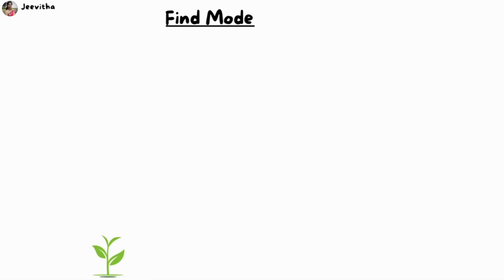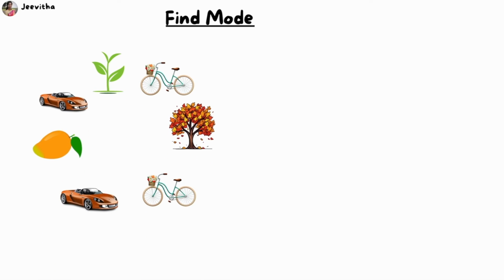Let's look into another example. Here I can see the car is repeated twice and also the bicycle is repeated twice. That means the most frequently occurring objects are the car and the bicycle. So we have two modes, we call it bimodal.